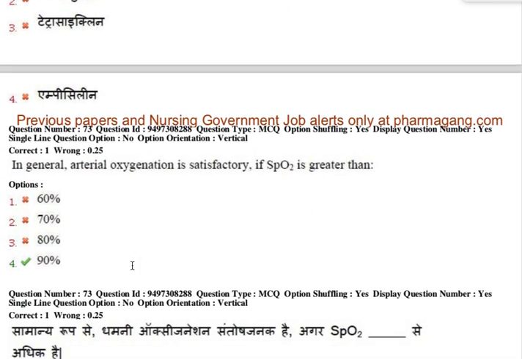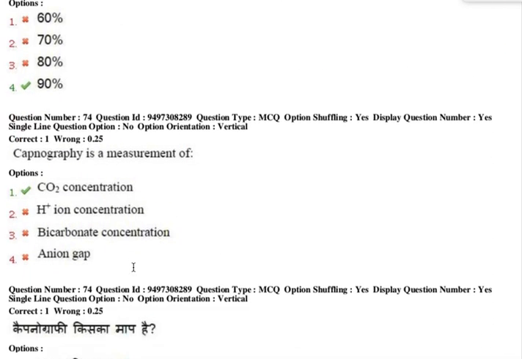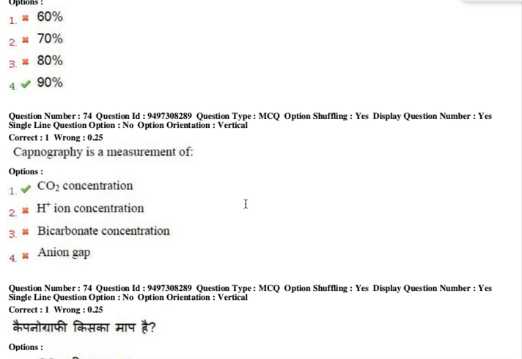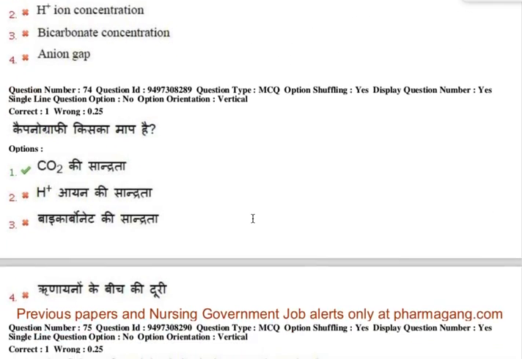Next question. In general, arterial oxygenation is satisfactory if SpO2 is greater than... Correct answer is 90%. Next question. Capnography is a measurement of... Correct answer is first, CO2, carbon dioxide concentration. Capnography is a measurement of carbon dioxide concentration.